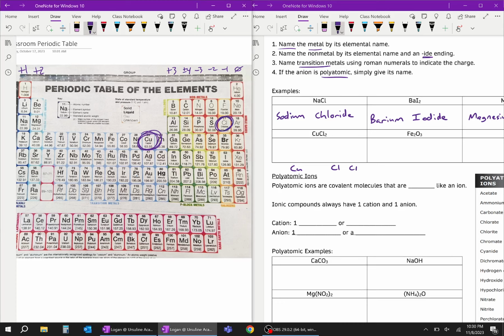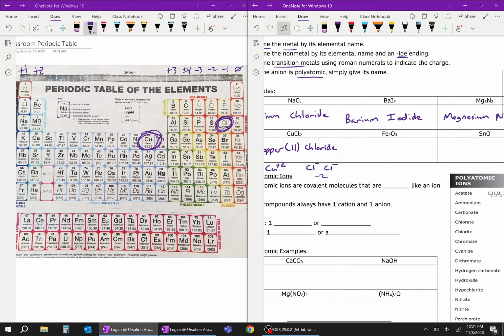Chlorine, right here on the periodic table, has 7 valence electrons. It will always have a negative 1 charge. That means between my 2 chlorine ions, I will have a negative 2 charge. In order to have a neutral formula unit, my copper has to have a positive 2 charge. As a result, what kind of copper do I have? I have copper 2, and then I follow the rest of the convention, chloride.